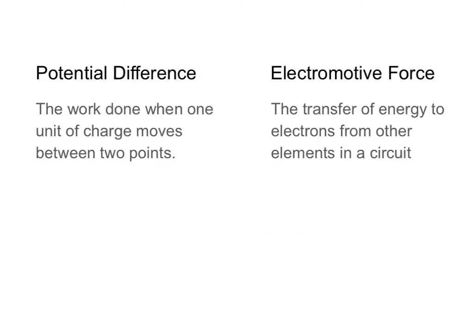Let's go ahead and start by going over the definitions of these two terms again. Potential difference, to recap, is the work done when one unit of charge is moved between two points, while the electromotive force is the transfer of energy to electrons from other elements in a circuit. From these definitions, you can see that both of these terms deal with work. It is in the definition of potential difference. And in our definition of electromotive force, we see the words transfer of energy, which is essentially what work is. So both potential difference and electromotive force deal with work and deal with energy transfers.